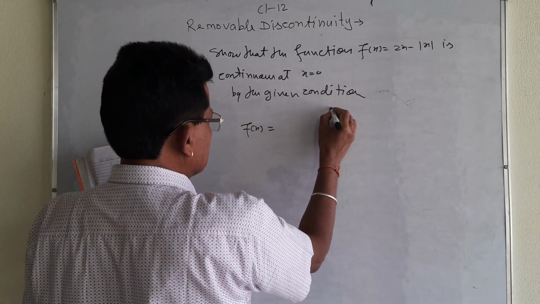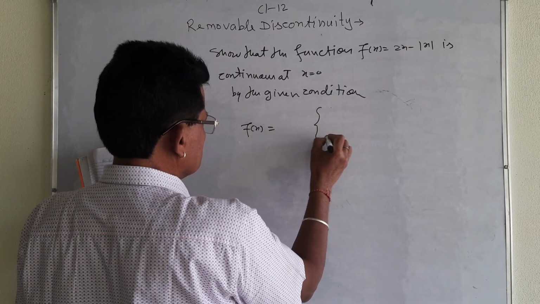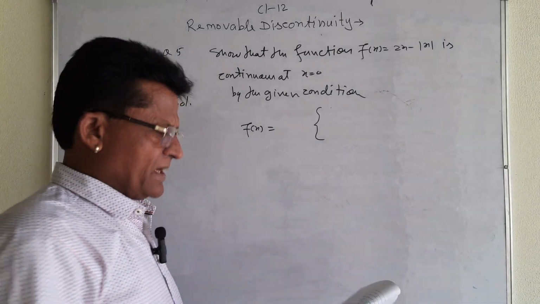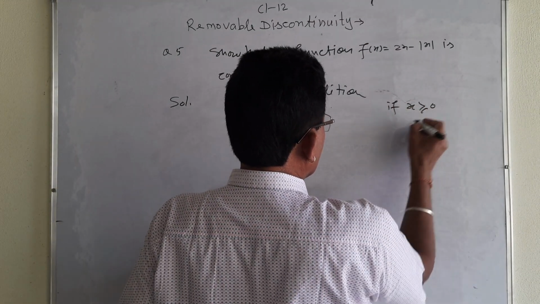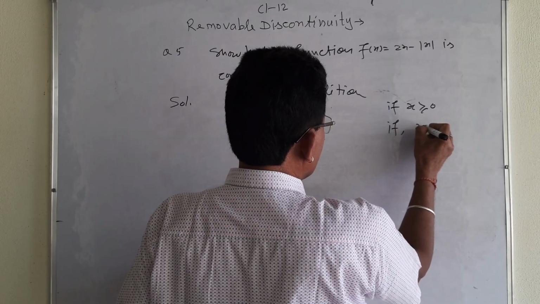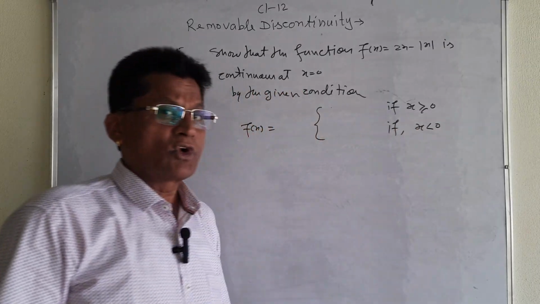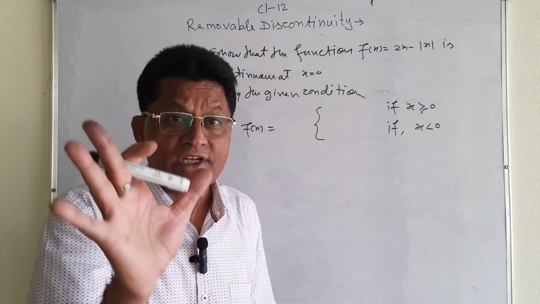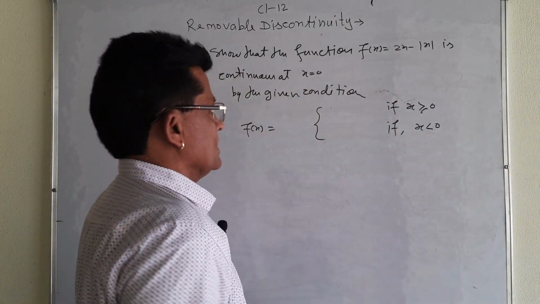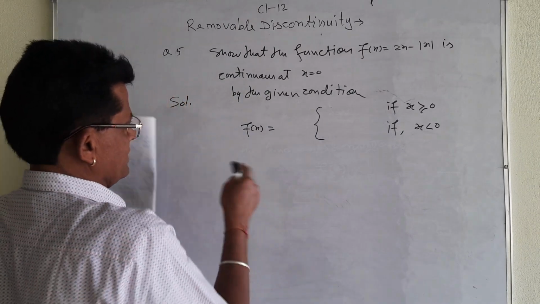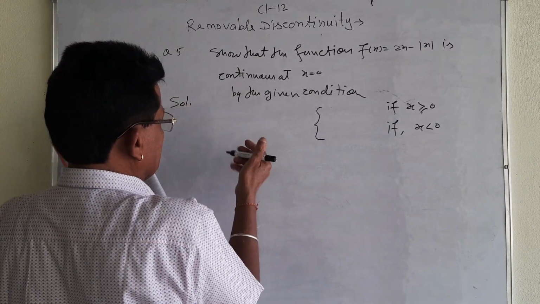I will take two cases. One case I will take if x is greater than or equal to 0, and one case if x is less than 0. Just these two cases, at x is equal to 0 there will be only two cases. My dear student, you must see the condition. Okay, there will be two cases. So how will we rearrange this?